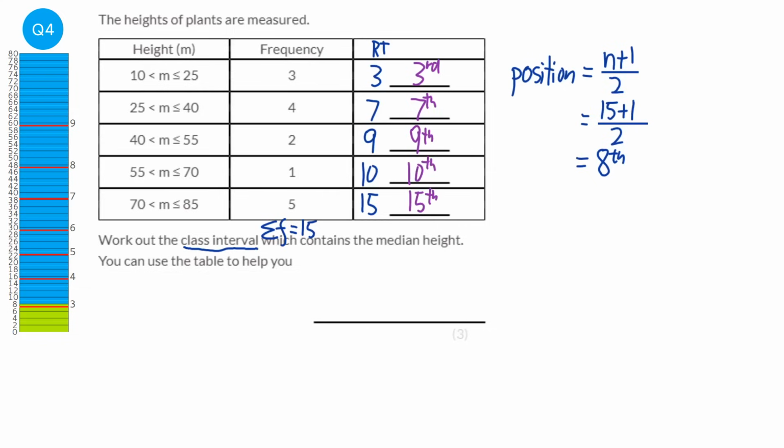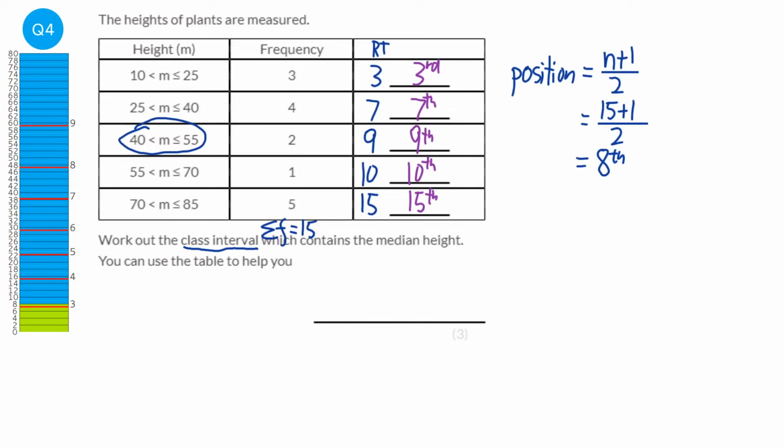So what those numbers are is the last time that a number is in that group. So we've got 3 numbers that are in the group 10 to 25, and the 3rd one is the last number in that group. The 4th one, therefore, will be in the 25 to 40 group. So we're looking for the 8th one. Well, the 7th one is the last one in this group. So the 8th one will be in this group here, as well as the 9th. Then the 10th one will be in the next group.